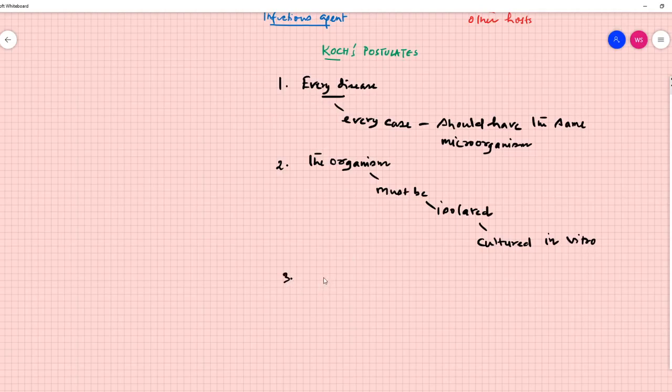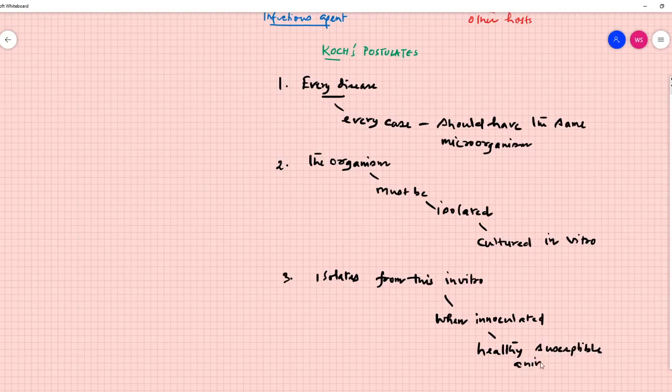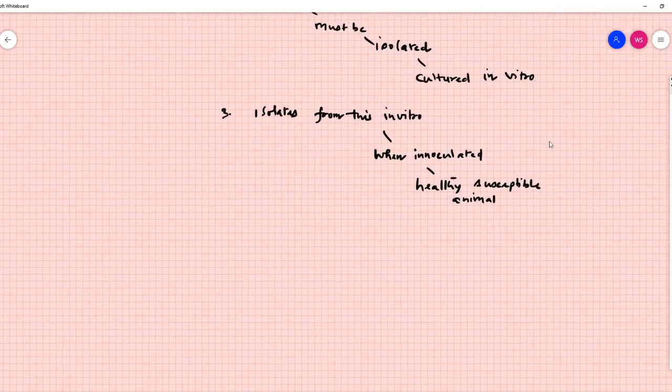The third postulate is that isolates from this in vitro culture, when inoculated into a healthy susceptible animal, should cause the disease.